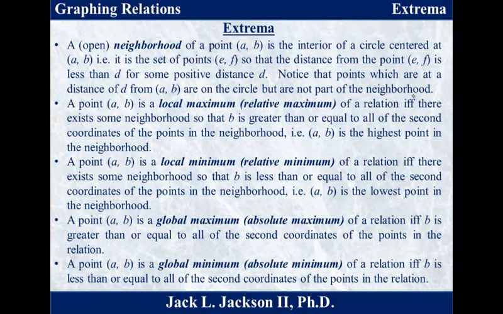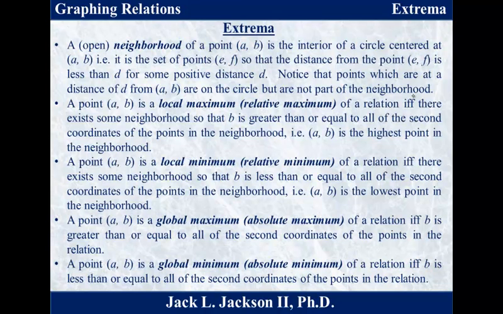So a point (a, b) is called a local maximum, or sometimes a relative maximum, of a relation if and only if there exists some neighborhood so that b, the y value, is greater than or equal to all the second coordinates of the points in the neighborhood. In other words, draw your little circle around the point and look inside the circle. If b is the highest point in that circle, on the inside of the circle, then it's a local maximum. You might have to draw a pretty small circle, but if you can draw a small enough circle, if there's just one circle where this works, then in fact you get a local maximum.